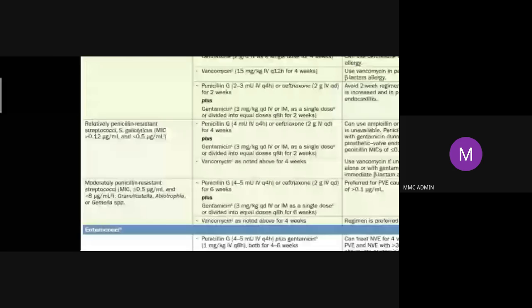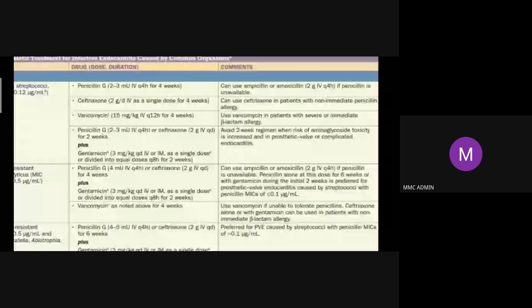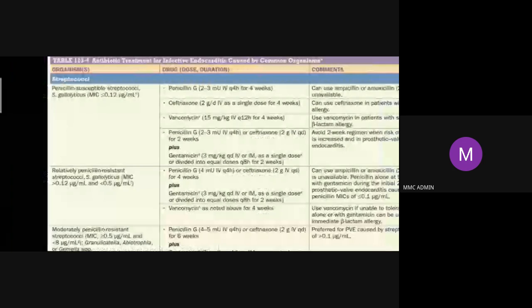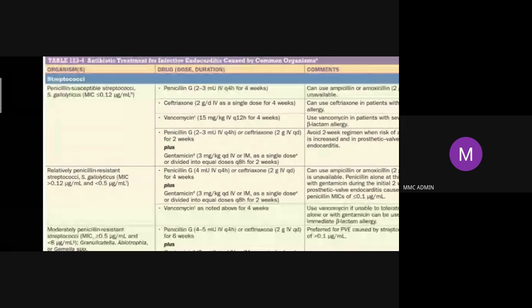Okay, we had seen the criteria for the diagnosis of endocarditis. We had seen the lesions occurring in infective endocarditis due to the embolization of the vegetation, and then we'll discuss the treatment of infective endocarditis. According to the organism responsible for infective endocarditis, we should decide the antibiotic. If the organism is a penicillin-susceptible streptococcus, penicillin G or ceftriaxone. No need to remember the doses. Just remember the antibiotics that should be given for the specific organism.